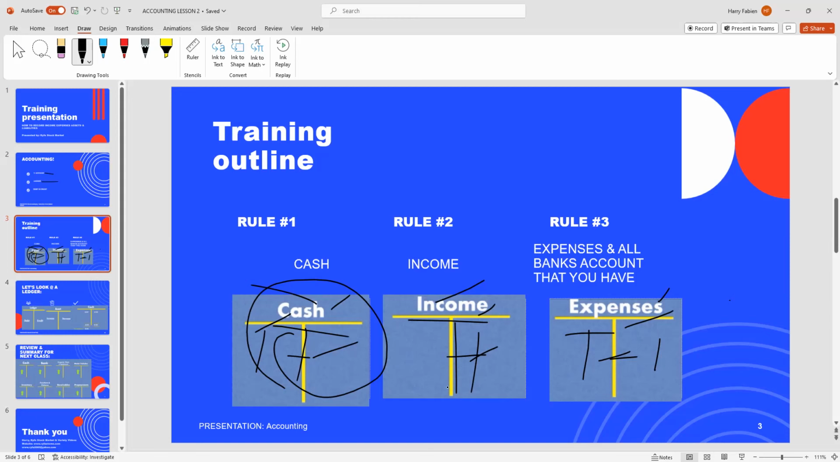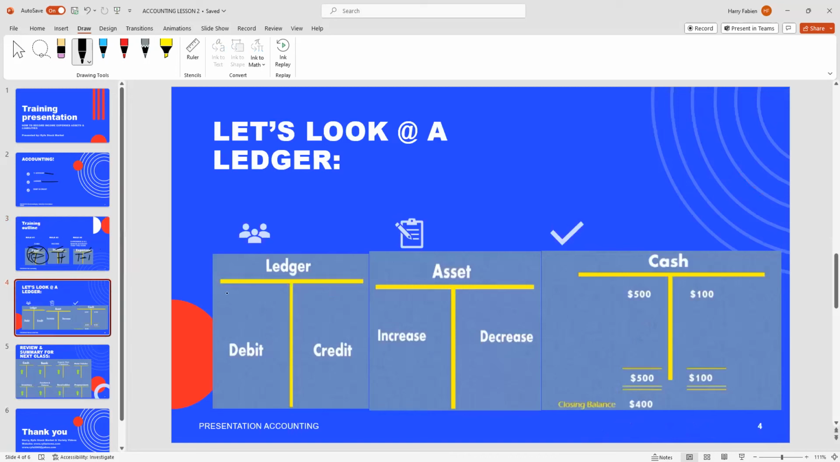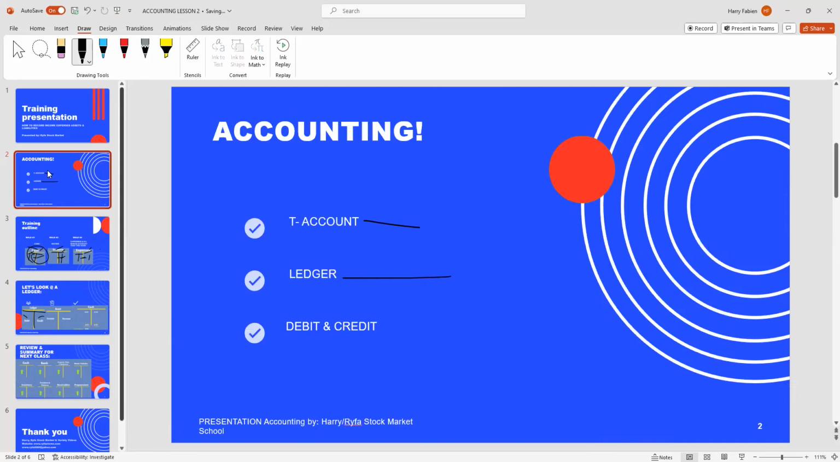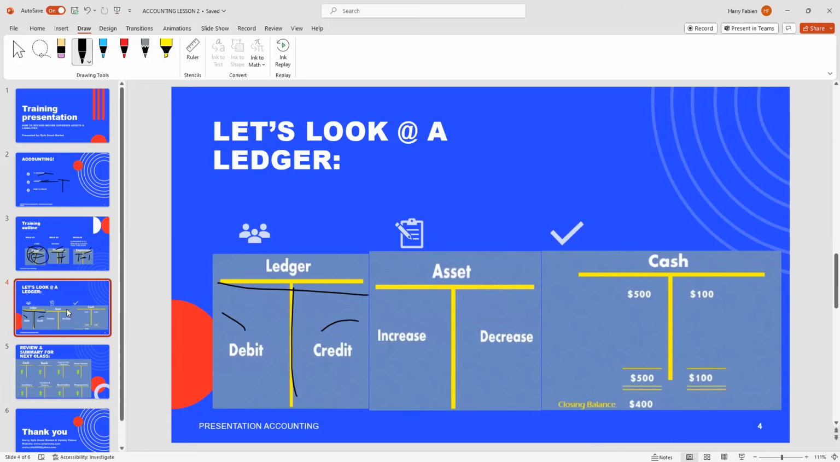A ledger has two sides, as you can see there. That's the way it's presented in accounting. One side is called debit, and the other side is called credit. Remember, I told you we're going to talk about debit and credit. We saw the definition of the T account, and we saw the ledger. The ledger has two sides, the debit side and the credit side.